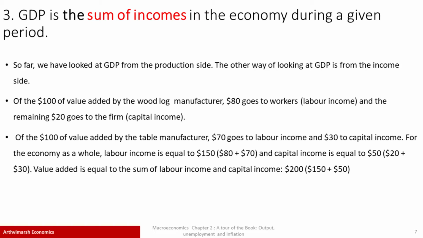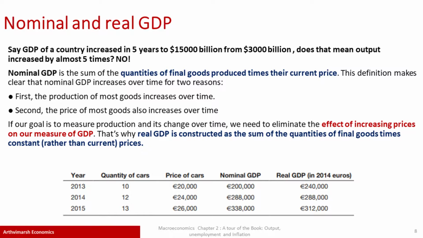Now value added is equal to the sum of labor income and capital income, that is $200, $150 plus $50 for the former and the latter company. This leads us to the third definition of GDP, that is GDP is the sum of incomes in the economy during a given period. So to summarize, we can think about aggregate output or GDP in three different but equivalent ways: nominal and the real GDP.